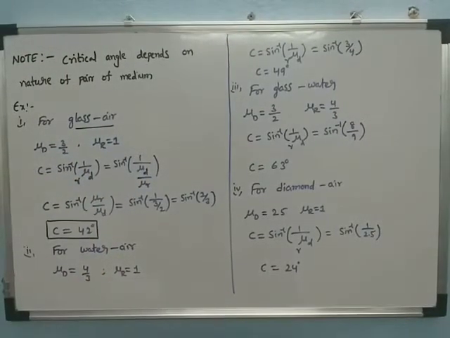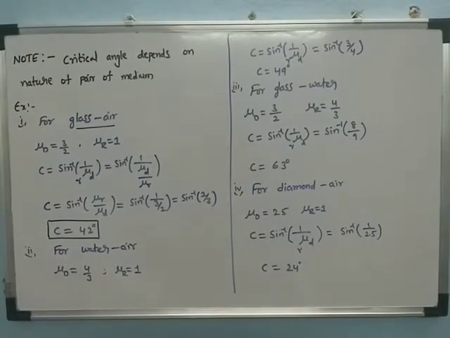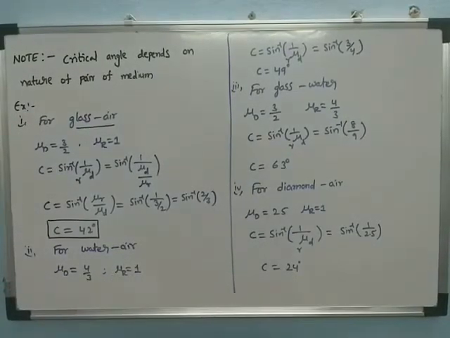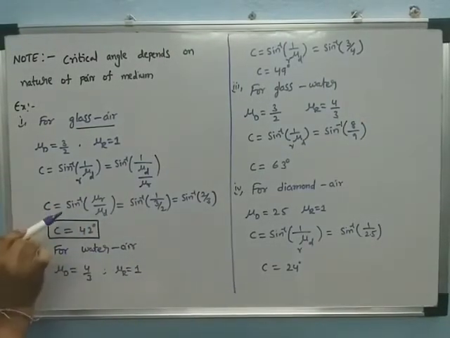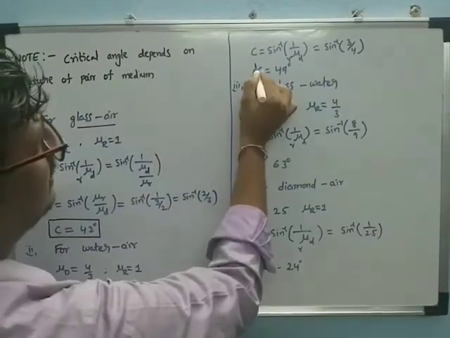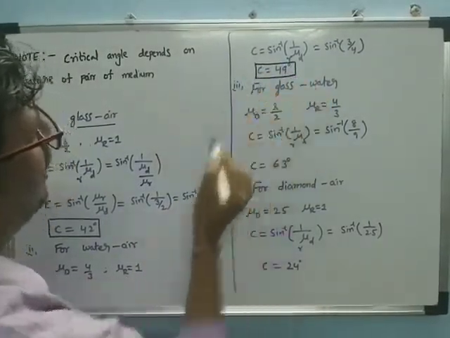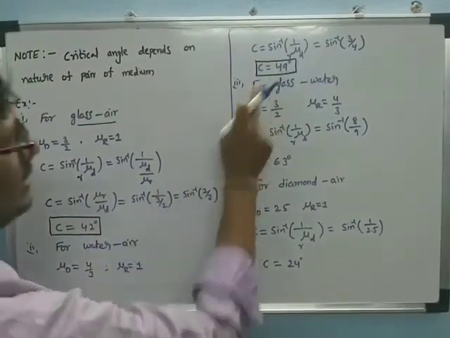And next, the second example, take water and air. The refractive index of water is 4 by 3 and the rarer medium is 1. Again the same principle and derivation as above; simplifying, we find the critical angle will be 49 degrees for the water and air pair.